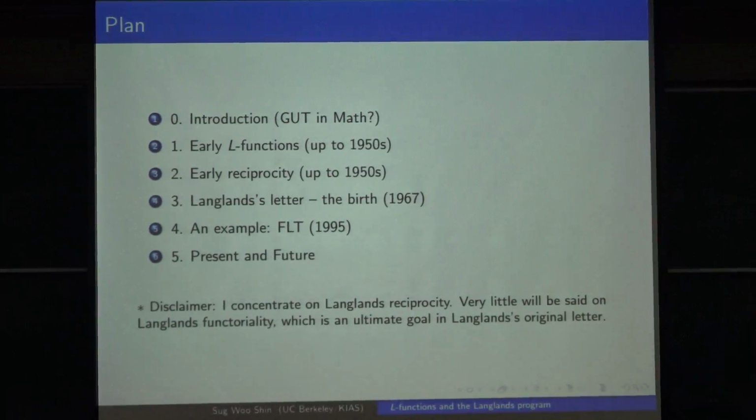So I'll talk about how it came about, and my primary example of the Langlands program, what it's saying or what it's trying to achieve, is going to be its application to Fermat's last theorem, FLT. And then at the end, I'll say something about what's happening now and possibly in the near future. Okay, so let me start.